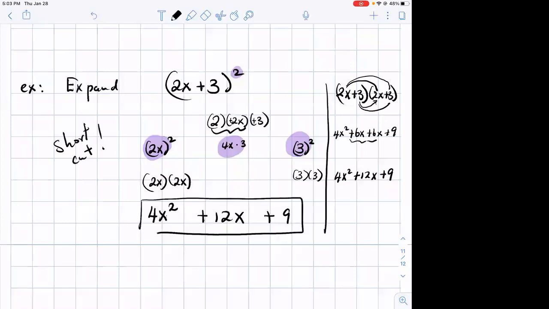So this is the reason I like the shortcut, because you'll be able to get the hang of this after you do a few examples.